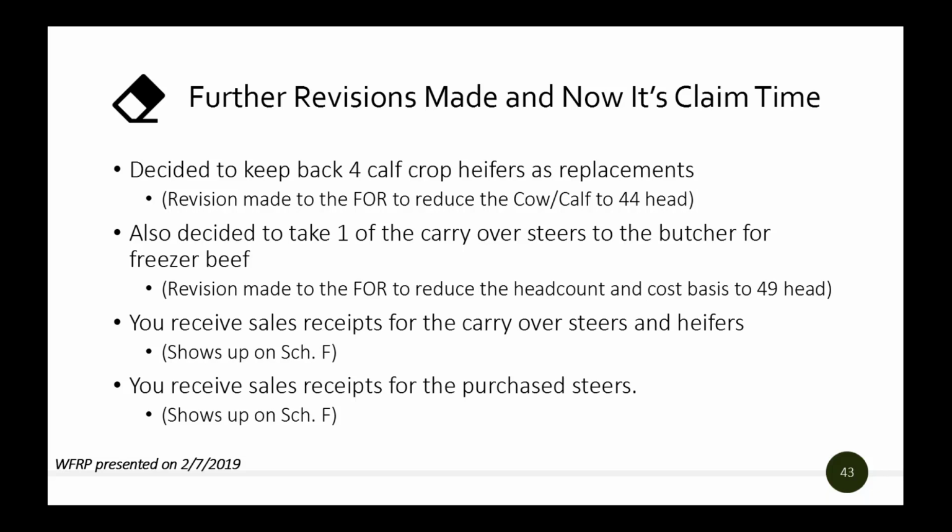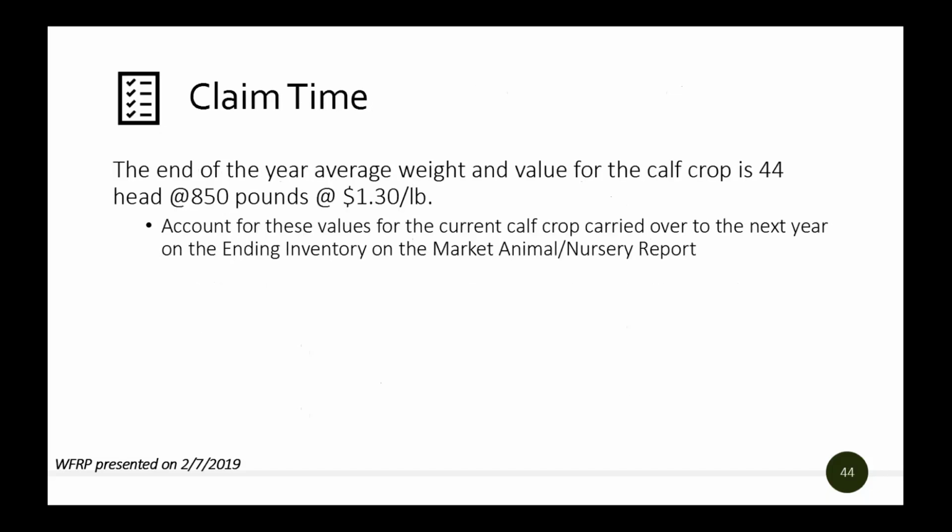We received the sales receipts, the company did, for the carryover steers and heifers, and that revenue showed up on Schedule F, so that's good. And then we also received the sales receipts for the purchased steers, and that showed up on the Schedule F. So at claim time, we get to claim time.